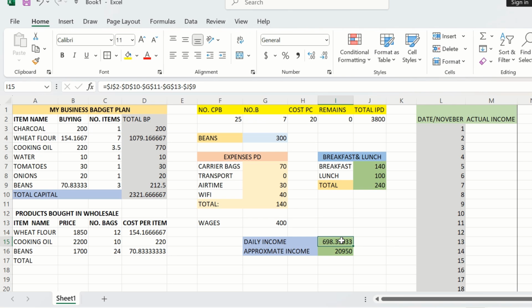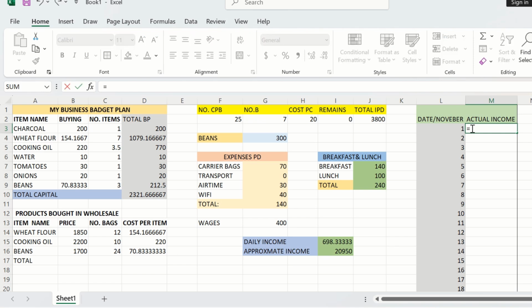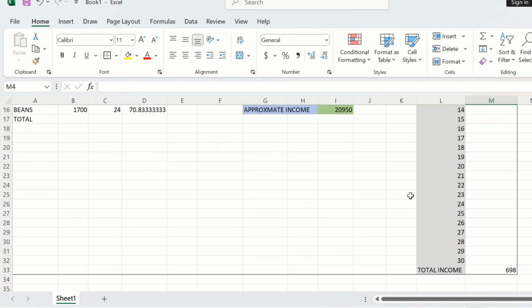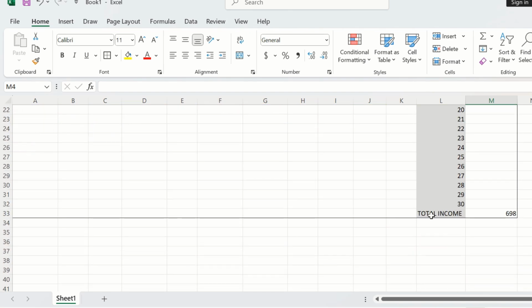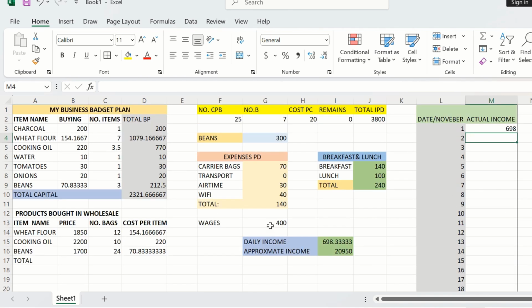So if you have earned today this amount, then we say that this is given by, you just write 698 shillings. That is what you have earned. So you automatically see that the total income is 698 shillings on that particular day.